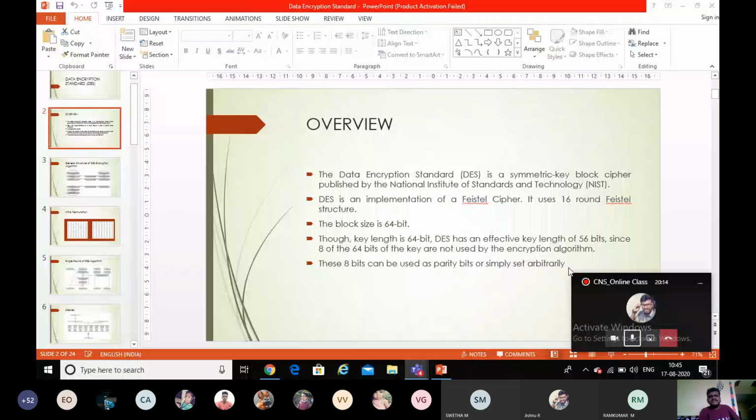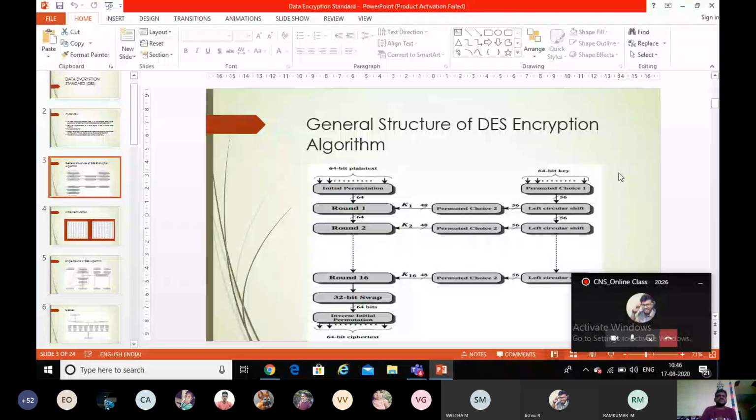So this is the general structure of this encryption algorithm. As I told in the previous slide, it has 16 rounds. We'll explain each round one by one, and see what happens from round 1 up to round 16. This is the plain text and this is the key. Here, the plain text size will be 64 bits and the key size will also be 64 bits.